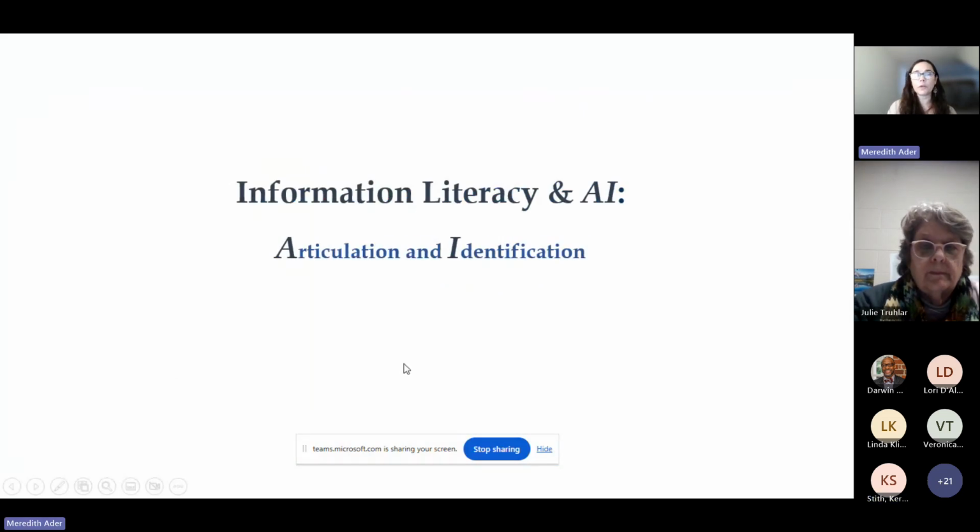All right, information literacy and AI. And specifically, we're looking at articulation and identification. So articulation of these concepts that revolve around information literacy, and then identification, identifying when we have mastered, it's probably a fair word, mastered information literacy skills, and then also we can begin to recognize how AI may fit into the conversation.